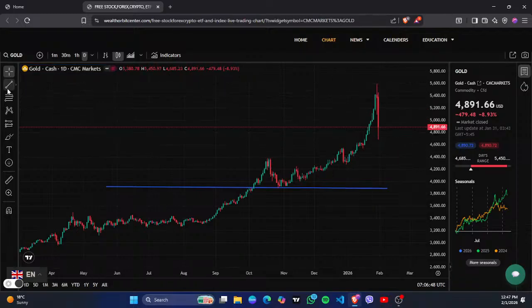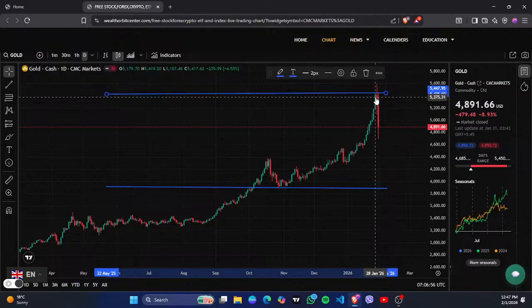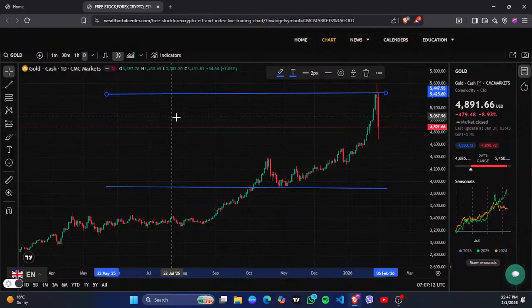In my first video I already told you that it is in the resistance phase. Resistance phase means the zone from where the stock is falling in the downward direction, and support means the zone from where the stock is moving upward. Did all of you get my point?